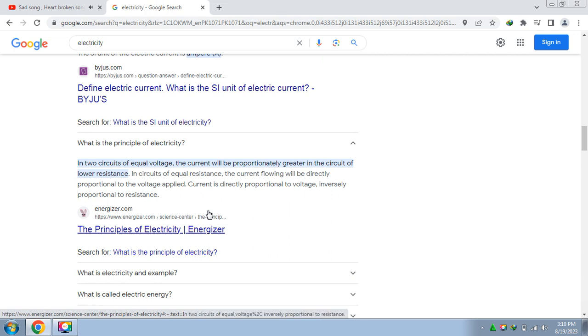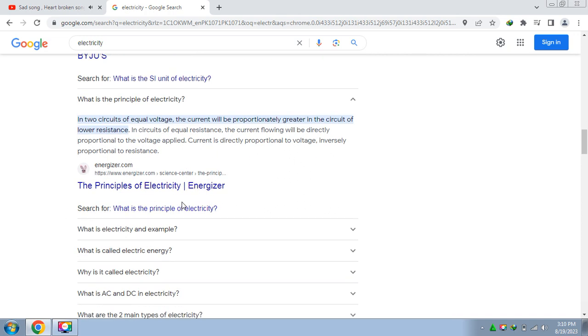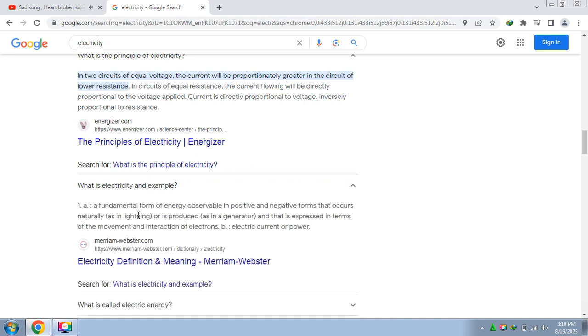Static electricity, the difference between the positive and negative charge within an object caused by the discharge of electrons, is called static electricity. And the other is current electricity. Current electricity is defined as the flow of electrons from one section of a circuit to another. The SI unit of electricity is ampere.